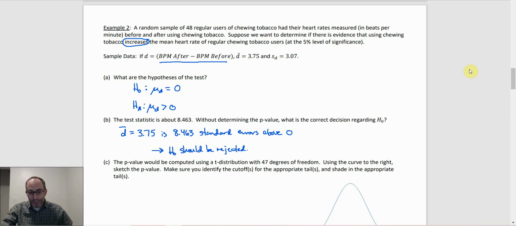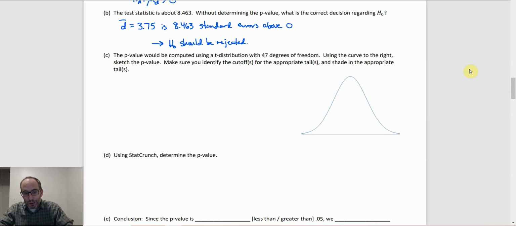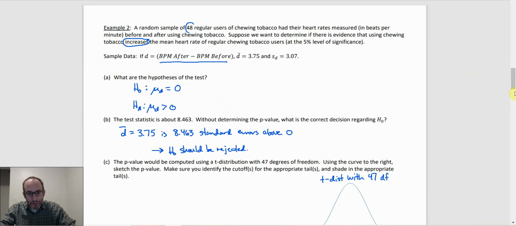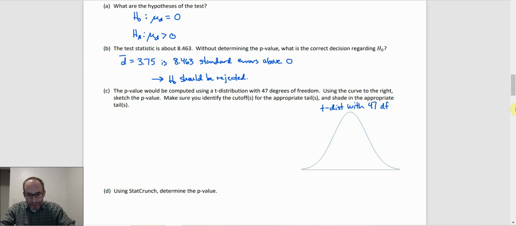And if we were going to get the p-value, we can do it. So then this is supposed to be a t-distribution with 47 degrees of freedom, because the number of differences is 48. If you go up toward the top, it's sort of cut off right now, but we got 48 regular chewing tobacco users. So we've got before and after measurements on 48 people. That means we have 48 pairs of before and after measurements. So n sub d is 48. So 48 minus 1 is 47. That's why it's 47 degrees of freedom.